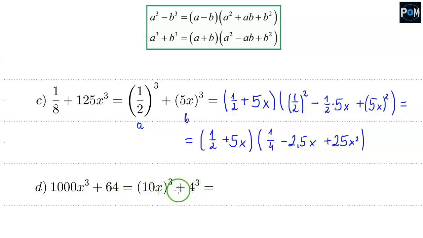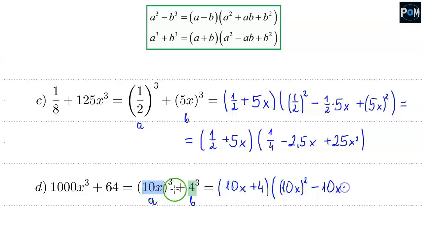We have converted this into a sum of cubes, and now we can see that our a is 10x and our b is 4. And we can use the formula. In the first parenthesis, we need to write a plus b, so that is 10x plus 4. This we have in the first bracket. In the second bracket, it should be a squared, which is 10x, because that's our a, squared. We need to put 10x in parentheses, then we have minus ab, a, which is 10x, times b, which is 4. And finally, we also have plus b squared, which is plus 4 squared.